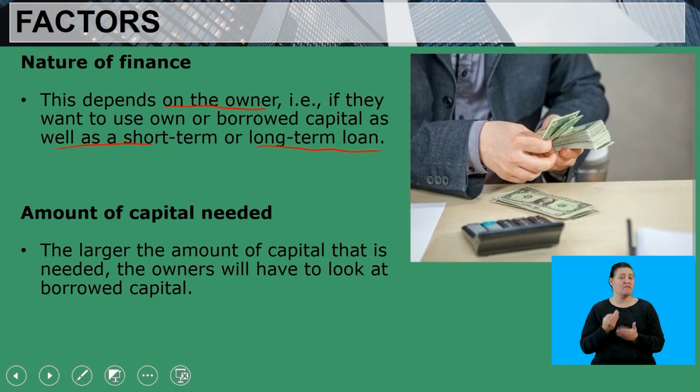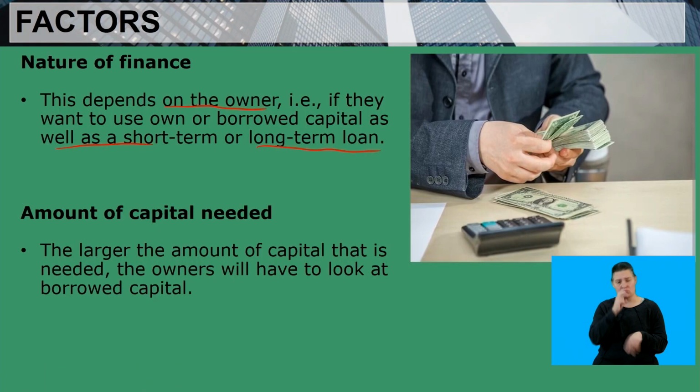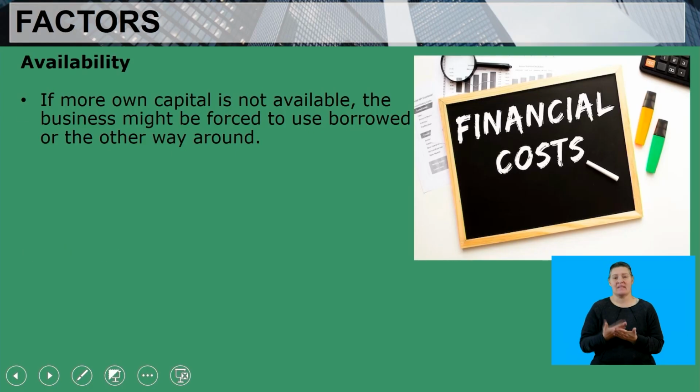Now, another factor is the amount of capital needed. The larger the amount of capital that is needed, the owners will have to look at borrowed capital. So obviously, if you are going to need a large sum of money as an owner, and provided you don't have that money, you are going to look at borrowed capital. But if it's not a large amount of money that you are going to need, you can opt for your own capital.